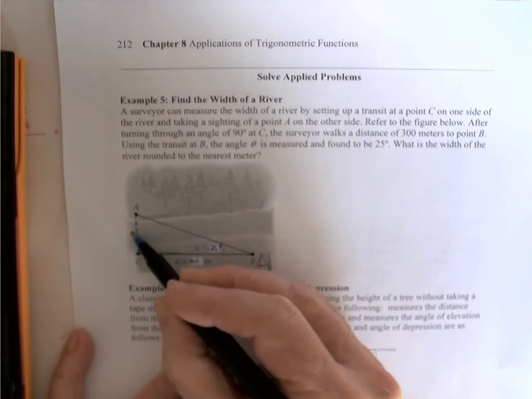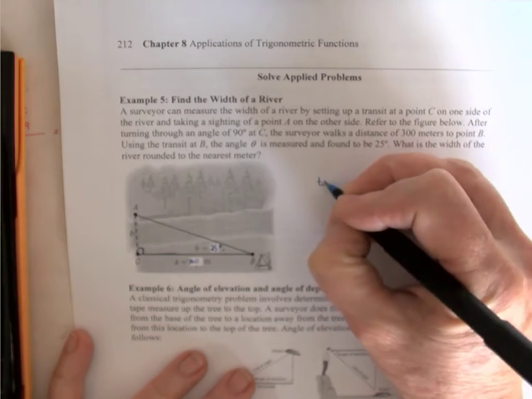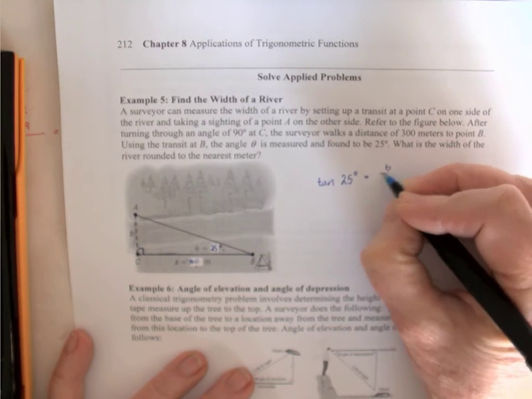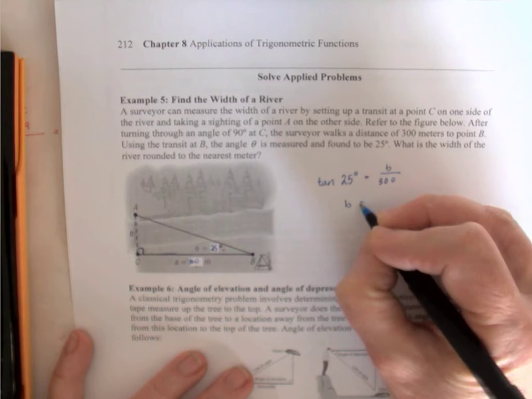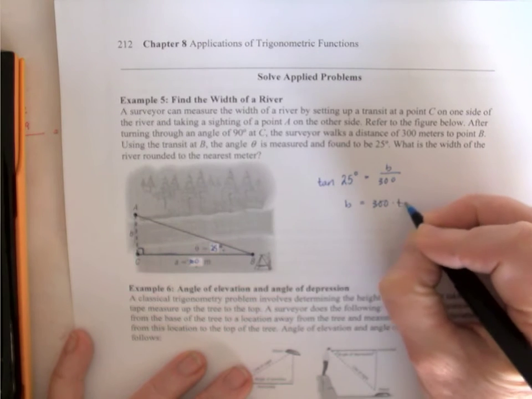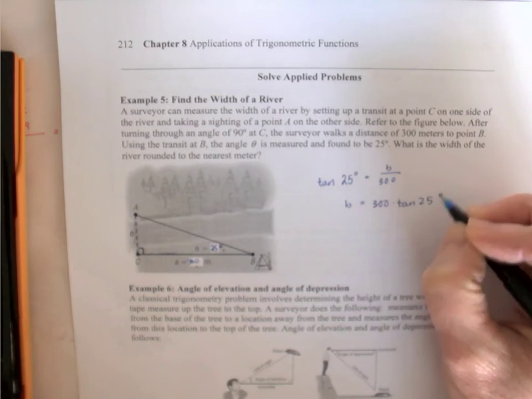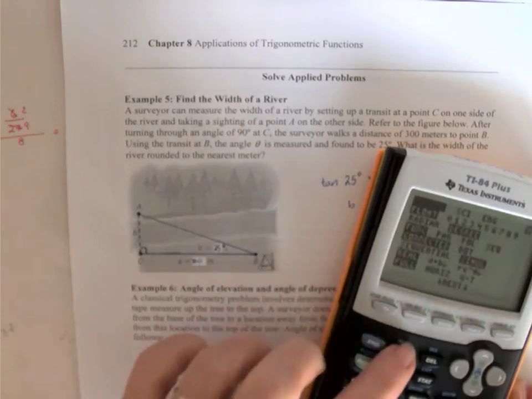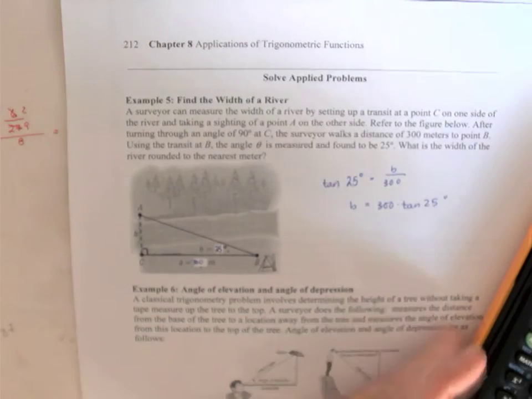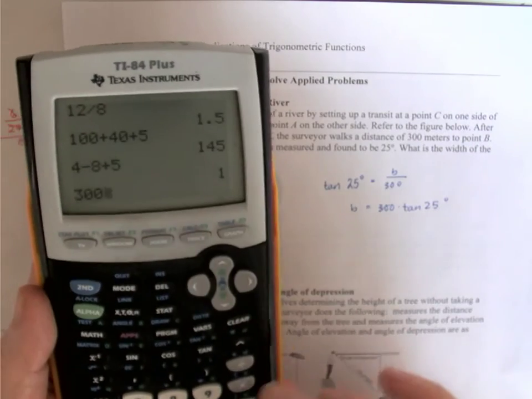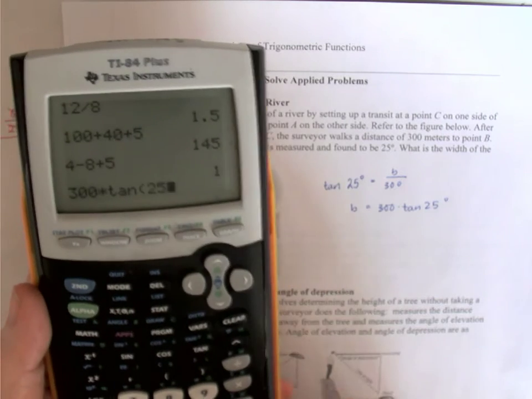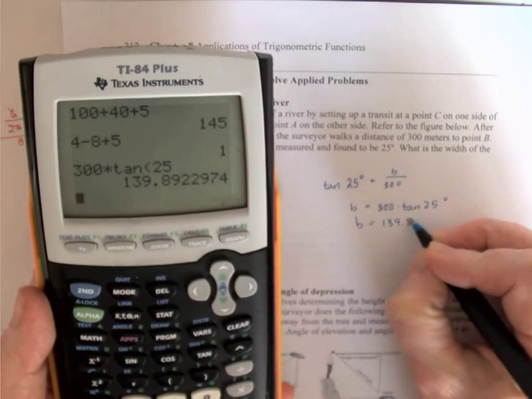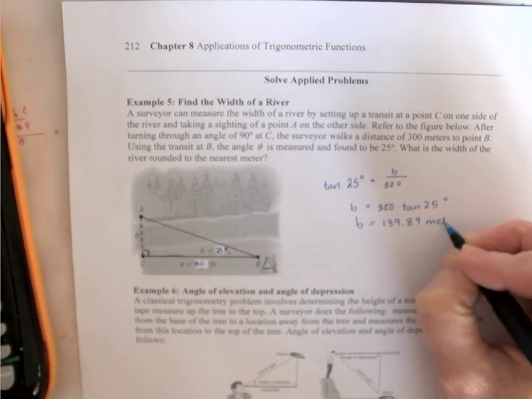So opposite and adjacent is tangent, so I'm just going to write down the tangent of 25 degrees is opposite over adjacent, so B is equal to 300 times the tangent of 25 degrees, and I'm just going to plug that right in my calculator. I'm going to make sure that I am in degree mode, and I am, and I'm just going to type in 300 times the tangent of 25, and I'm going to get B is 139.89 meters.